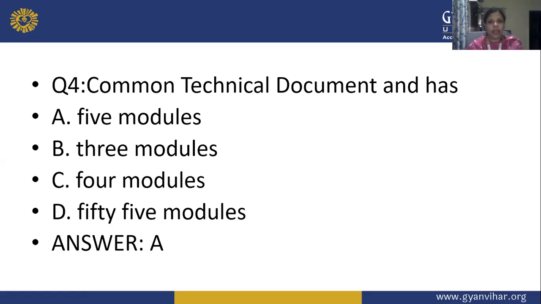Next is the common technical document, and the common technical document has how many modules? Is it 5, 3, 4, or 55? So the common technical document has 5 modules. So answer A is correct.